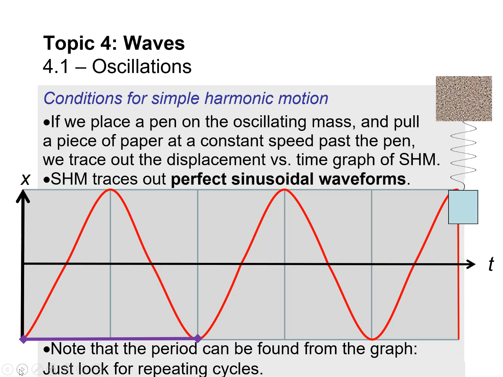If we have a graph, we can always easily get the period by just looking for the time between repeated cycles, from the most negative point to the most negative point, or we could do from equilibrium going down to the next equilibrium going down. We could do most positive to the most positive point. No matter where we measure it, we should get the same value for the period.